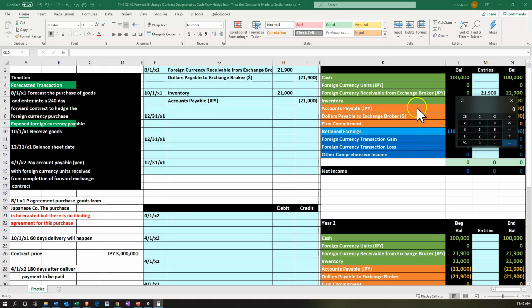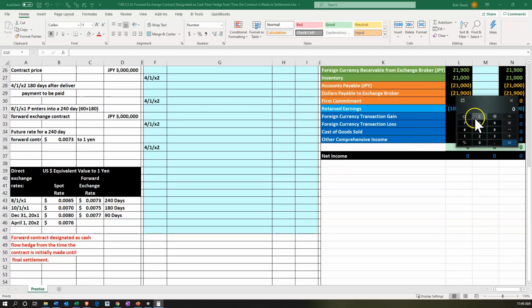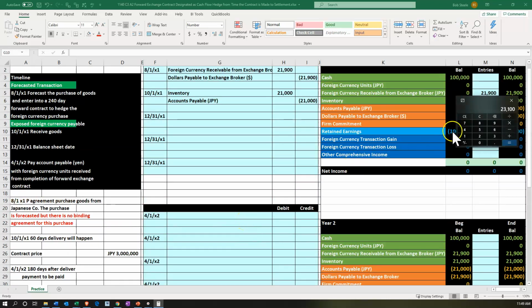So this is the receivables on the books at the 21,900 now, and now it's 12/31. So we're going to say it should be 3 million times, and now it's 12/31, and we're using the forward rate for the receivable because that's the forward exchange contract still predicting out into the future to that point in time, which is 90 days later at this point at 41x2. So the 3 million times the 0.0077 is going to be the 23.1. So the 23.1 minus what's currently in there, the 21.9, is going to be a difference of 1,200.